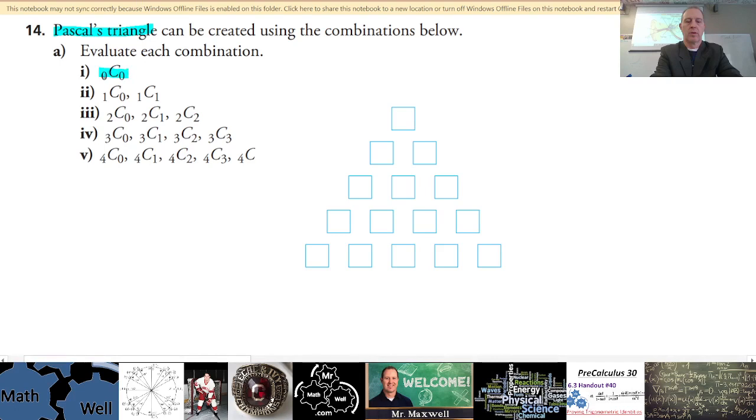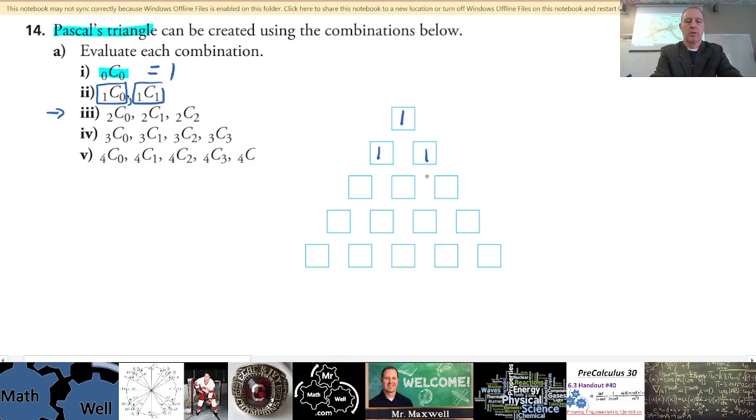So 0 choose 0 is 1. So that goes in this spot right here. 1 choose 0 is 1, and that goes in this spot. See, you have a number here, comma, another number. That would be the second row. 1 choose 1, you'll find, is 1 as well. This third row represents the third step. So 1, 2, 3 numbers go in 1, 2, 3 spots. And you just keep working down here.